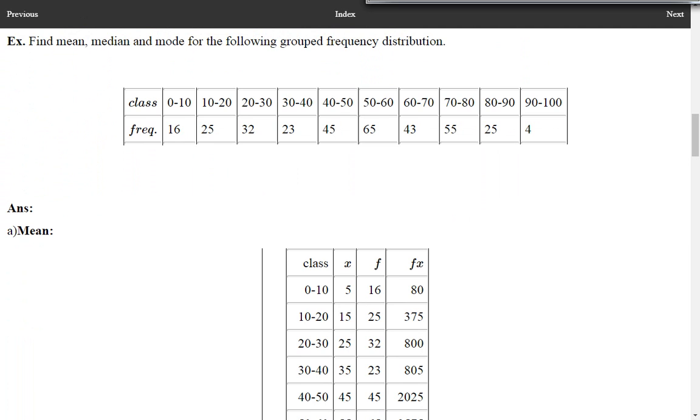Some group frequency distribution is given. It is a group frequency distribution because we have classes and we have frequencies. What are classes? Classes are nothing but groups of observations. And frequencies are given. So groups of observations and their frequencies are given.